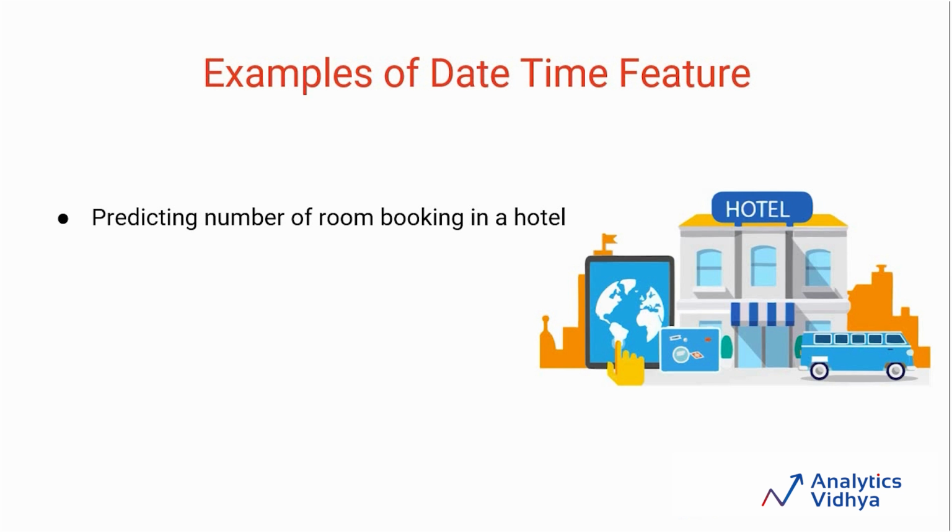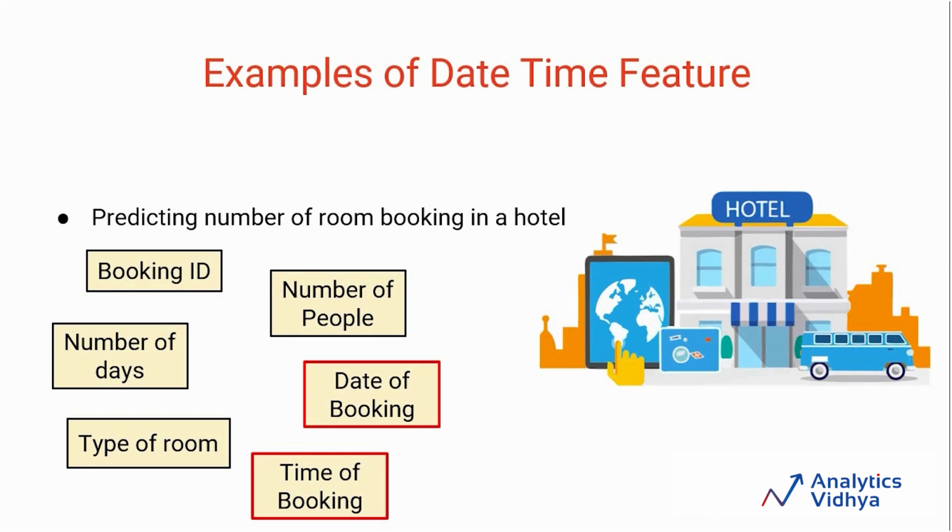Suppose a particular hotel is collecting the data of their past bookings and they want to predict the number of room bookings for an upcoming month. A dataset for this problem statement would have features like the booking ID, booking date, the time of the booking, what kind of room was booked, the number of days and nights it was booked for, the number of people who stayed in the room, etc. I mean, there are a lot of variables that can factor in. So here we have two date time features, booking date and booking time.